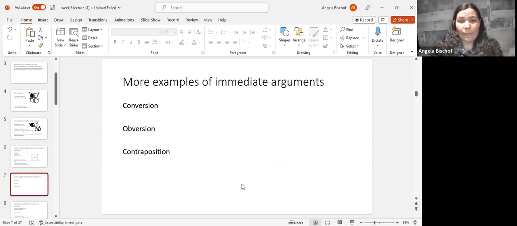All right. So now let's go over some more examples of immediate arguments. We have conversion, obversion, and contraposition. This would be a good time to take a break if you want. I'm going to just keep on going now.